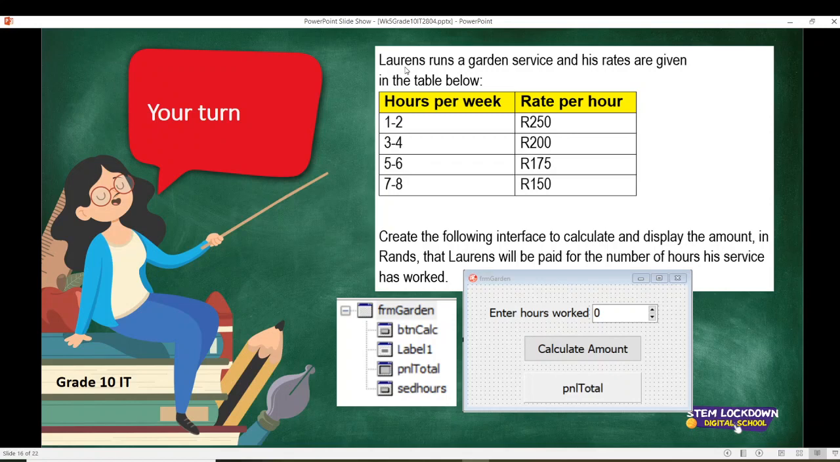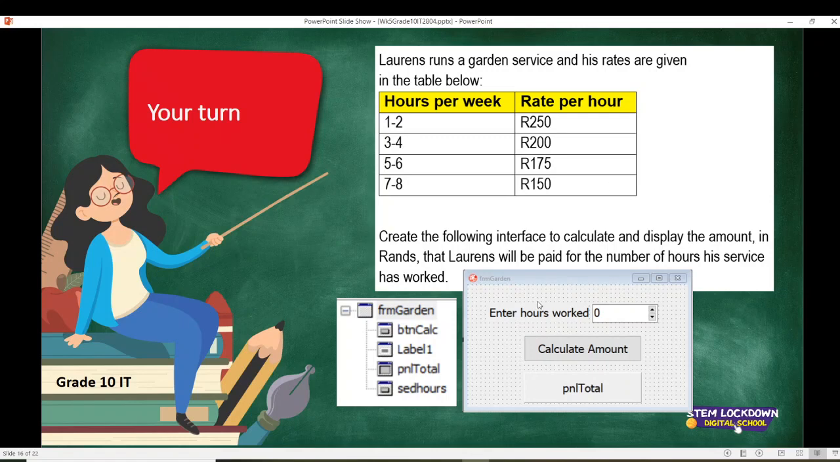So the question is, Lawrence runs a garden service and his rates are given in the table below. So 1 to 2 hours per week, his rate is 250 Rand an hour. 3 to 4 hours per week, his rate goes down a little bit, then it's only 200 Rand per hour, and so on and so forth. So what you need to do is create the following interface to calculate and display the amount in rands that Lawrence will be paid for the number of hours his service has worked.